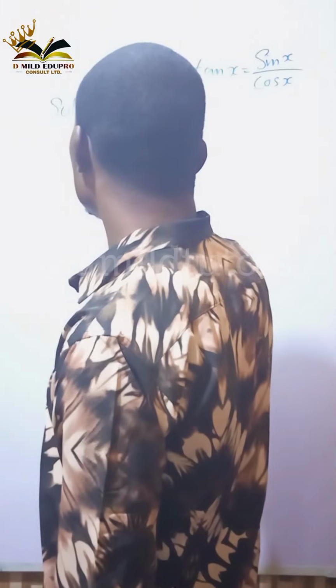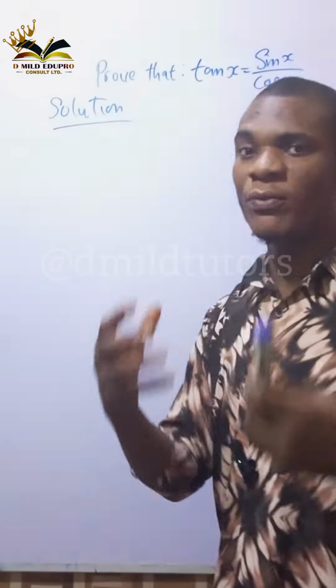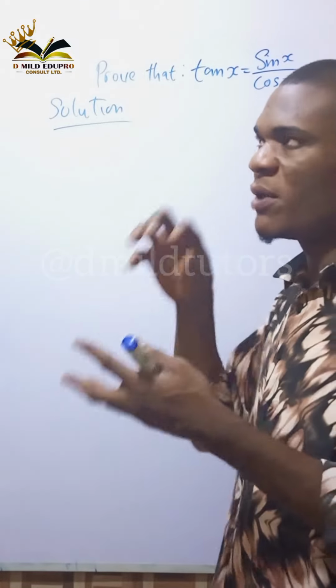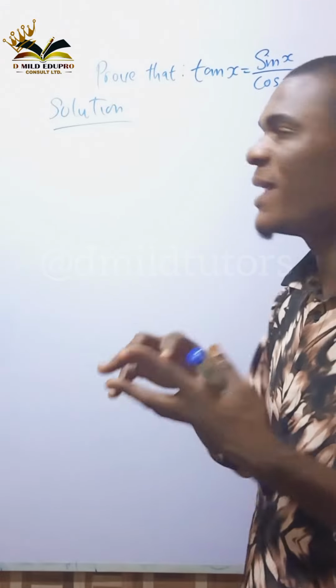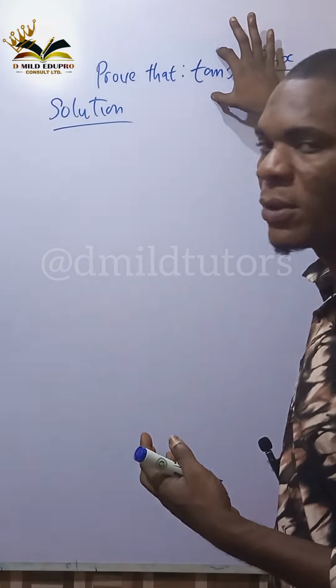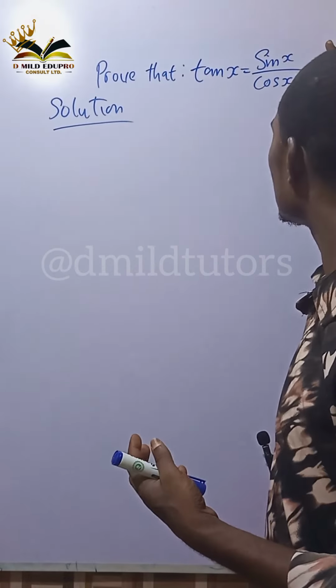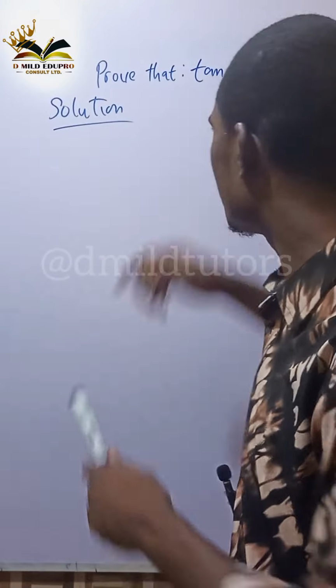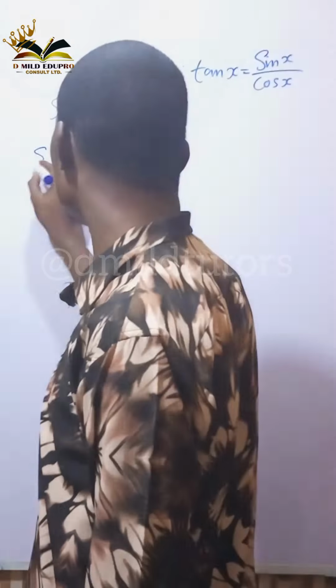If you are to prove a trig identity, make sure that you start your proving from the complex side of the trig identity. In fact, whatever you are doing, do it from the complex side. If you look at this and this, you'll notice that this is more complex than this, which means this is what you are going to use to prove that it is equal to this. Is that okay? But before we get to this, I want you to recall that we have this.